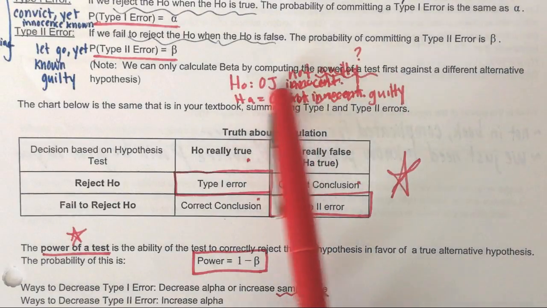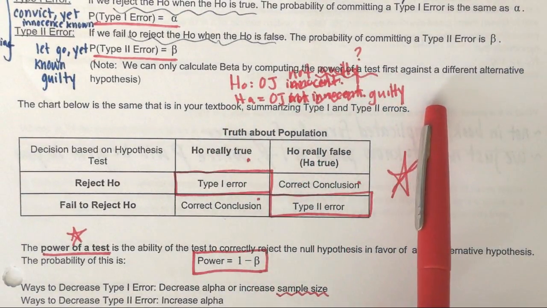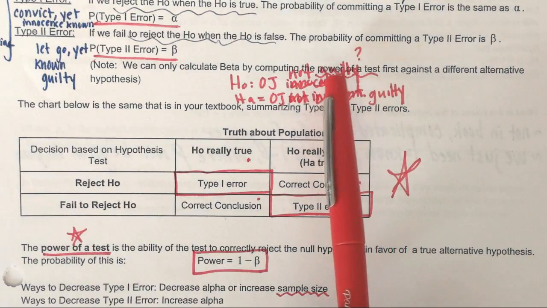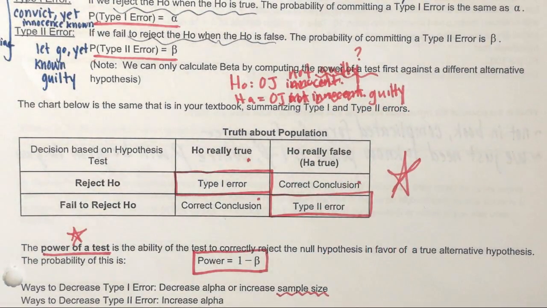Ho is that OJ is not guilty. Ha is that OJ is guilty. We all accept that OJ is guilty, yet for some reason we've accepted the Ho. We've committed a type 2 error. We know he's guilty, yet we failed to reject the Ho. So we said he was innocent. Yes, we let him off.